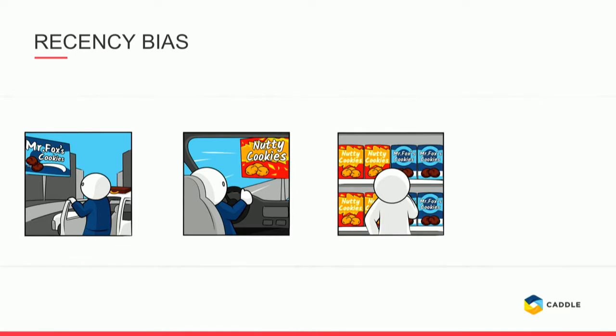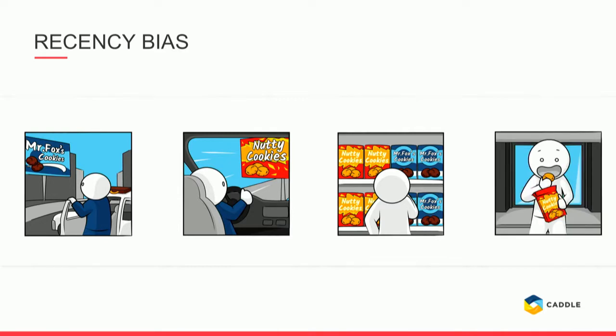So he goes to the store and he has a choice between Nutty Cookies and Mr. Fox's cookies. Can I get a show of hands for Mr. Fox's cookies? So we got maybe 4 or 5. And a show of hands for Nutty Cookies. So way to go, everyone, Nutty Cookies. So yeah, the recency bias really proves out that what we see last, or the information that we've received last, is what's going to be most important in our decision-making process. So no matter how good Mr. Fox's cookies was, Nutty Cookies got the right placement.